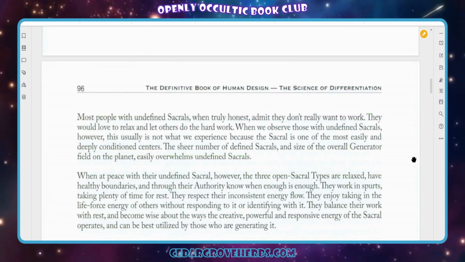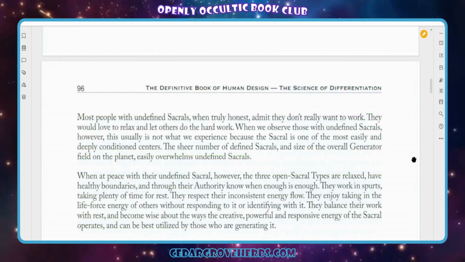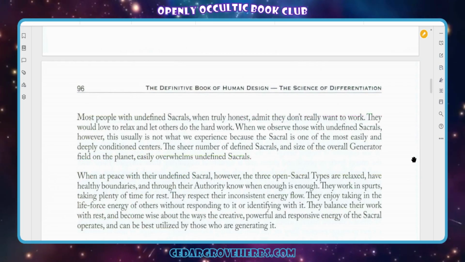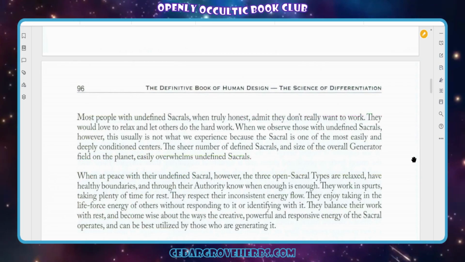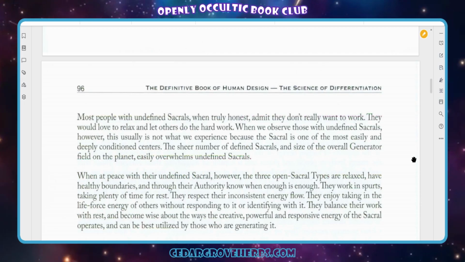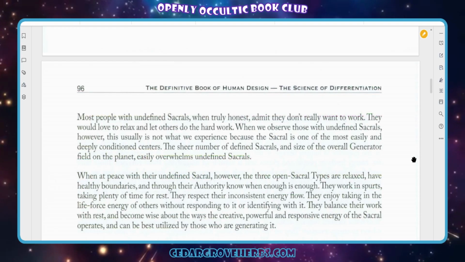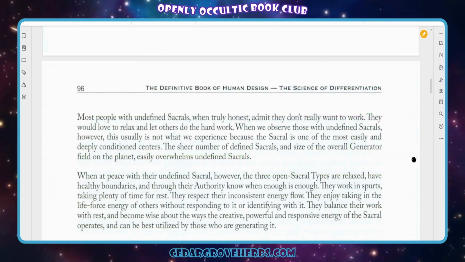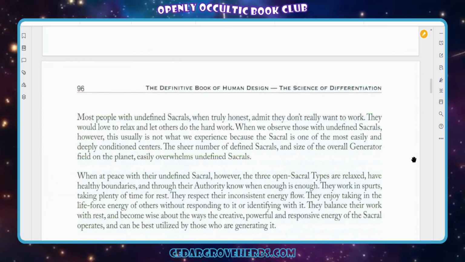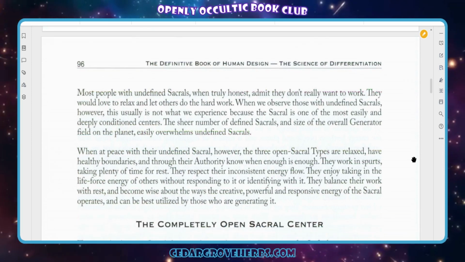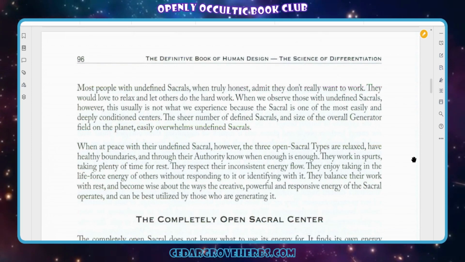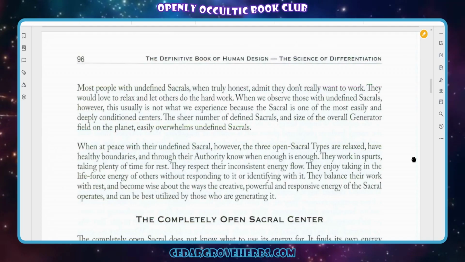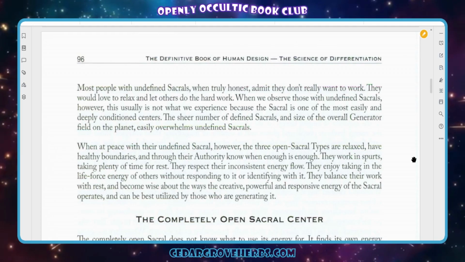Most people with undefined sacrals, when truly honest, admit that they don't really want to work. They would love to relax and let others do the hard work. When we observe those with undefined sacrals, however, this usually is not what we experience because the sacral is one of the most easily and deeply conditioned centers. The sheer number of defined sacrals and the size of the overall generator field on the planet easily overwhelms undefined sacrals. When at peace with their undefined sacral, however, the three open sacral types are relaxed, have healthy boundaries, and through their authority know when enough is enough.